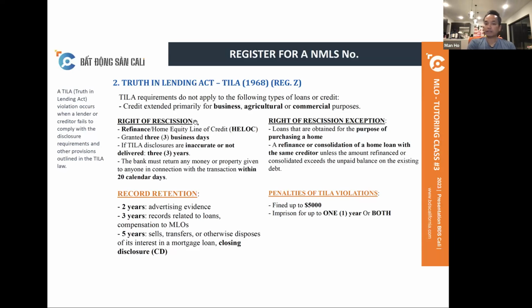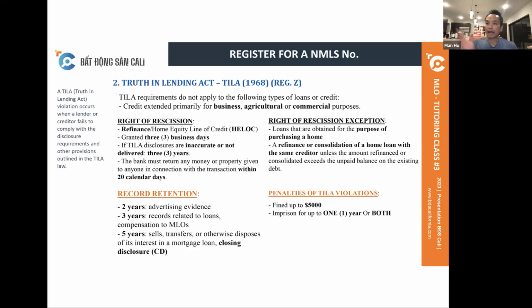Okay. Right of rescission exceptions. You have the right to rescind, but you don't have the right to rescind if you fall into these loans. First, loans that are obtained for the purpose of purchasing a home. So you cannot rescind after the close of escrow of purchasing a home. Okay. Or after you remove your loan contingency.